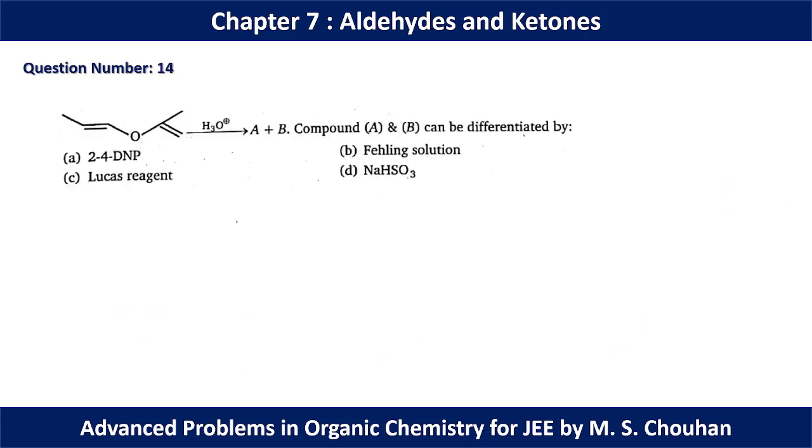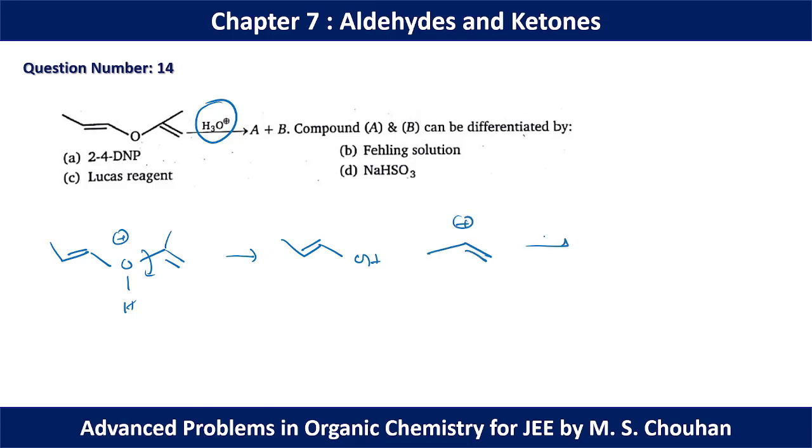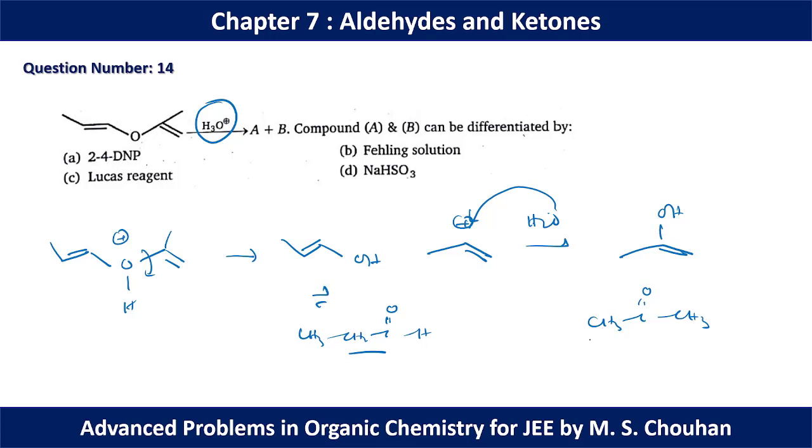In question number 14 we have H3O+. So basically, initially we have H+, so after this we can have this kind of situation and water can approach this position and finally we have this. So this can give CH3CH2CHO, an aldehyde, and this can give a ketone. So aldehyde and ketone can be differentiated by Fehling solution, because in Fehling solution the aliphatic aldehyde will obviously react and the ketone will not react. So for question number 14, option B should be the correct option.